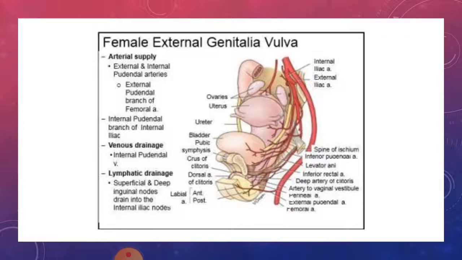The venous drainage, there is basically a large plexus that will ultimately drain into the internal iliac veins. The lymph drainage is through the superficial and deep inguinal nodes that will ultimately drain into the internal iliac nodes, and the nerve supply is through the pudendal nerves.